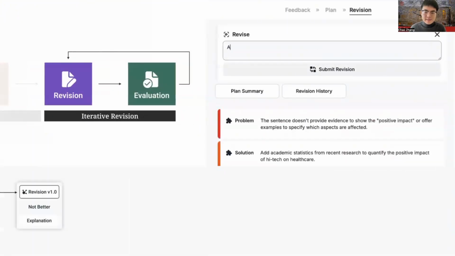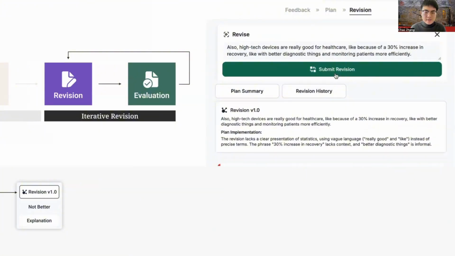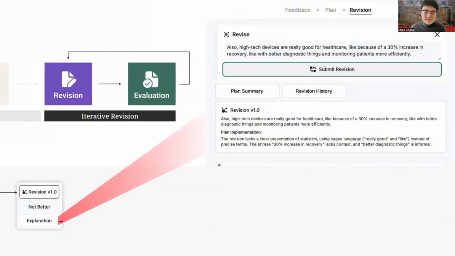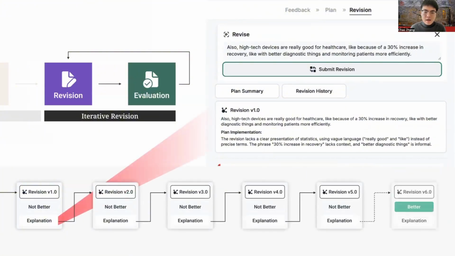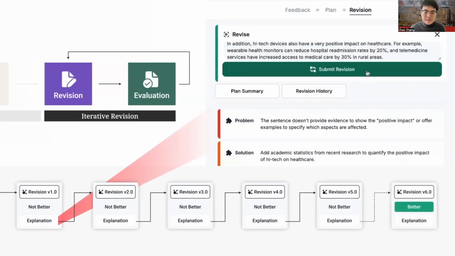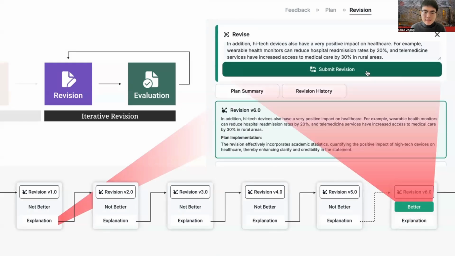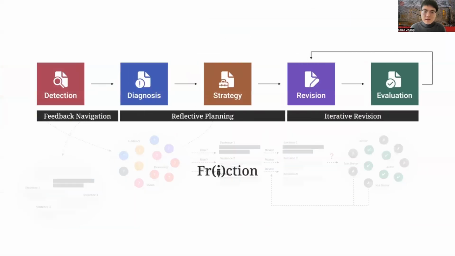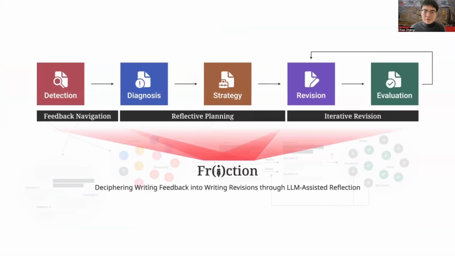As users revise their sentences, Friction evaluates the improvements and provides explanations to promote continuous reflection and iteration. If the revised sentence shows no improvement, the sidebar of the reviewing panel remains gray, and Friction explains why there is no improvement and states the next steps. If the revised sentence shows improvement, the sidebar turns green, and Friction explains how the solutions are successfully implemented in their revision. This is Friction, a novel interface designed to help novice writers decipher writing feedback into writing revisions.